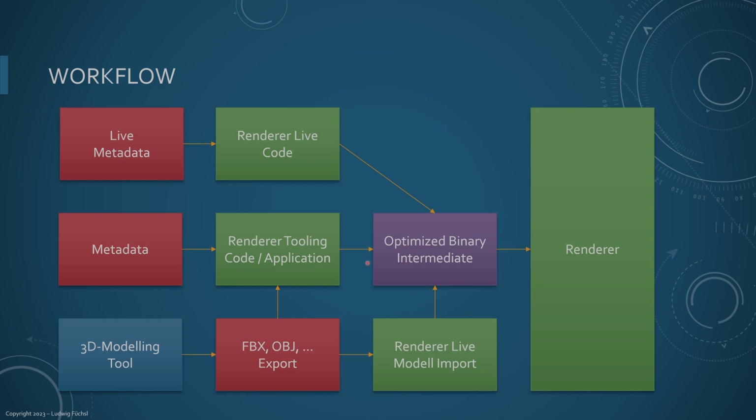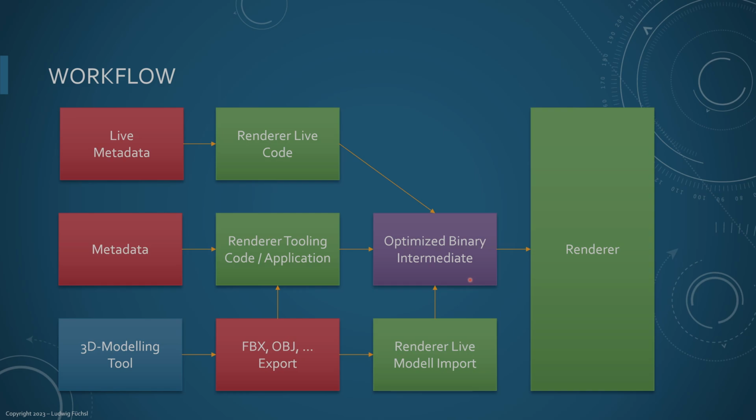Now we also have another code path in our workflow. We can have some live metadata. For example, the rope metadata, the mud metadata, the hair metadata that is going to go into some renderer live code that also produces optimized binary intermediates that are fed into the renderer. And you can see that everything revolves around an optimized binary intermediate. And this is the whole idea here. The optimized binary intermediate needs to be universal.